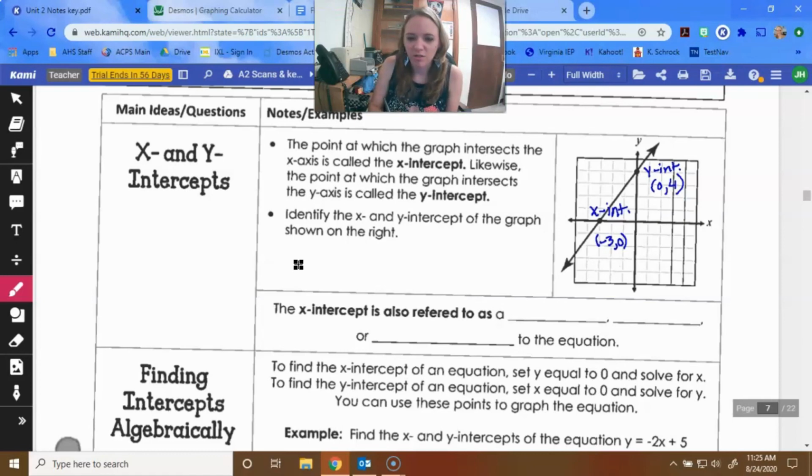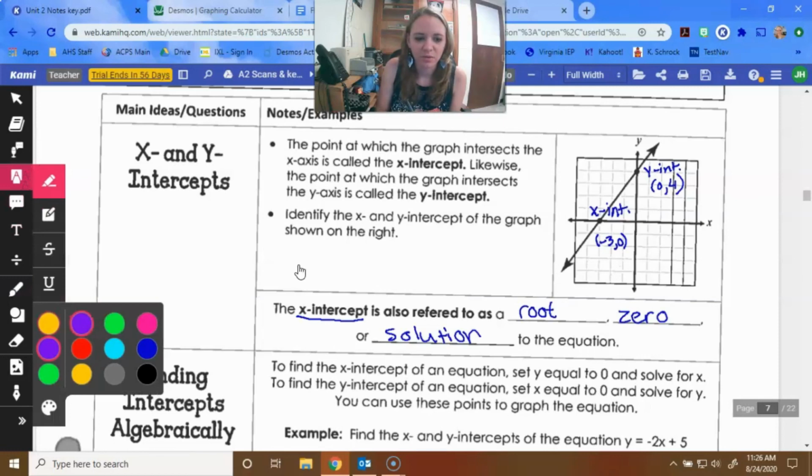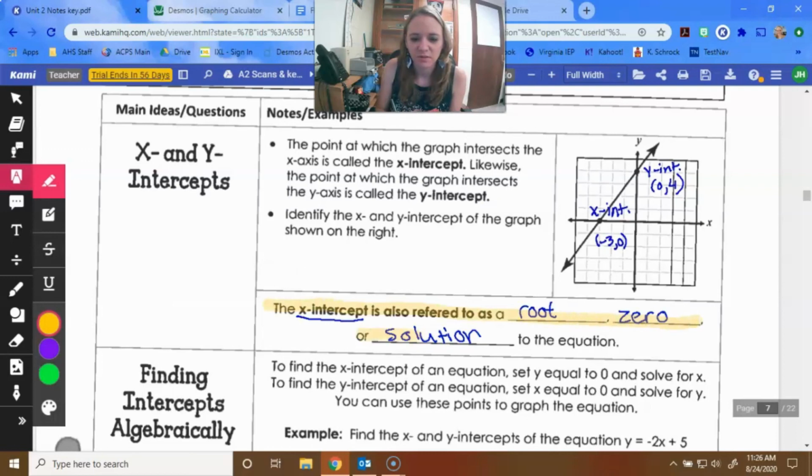The x-intercept is also referred to, and this is where we're going, this is super important stuff. These vocab words: the x-intercept is also known as a root, or a zero, or a solution to an equation. We're going to do a lot with this, so I would highlight this. This is important stuff. Yeah, don't want to forget that. All these terms mean the same thing.